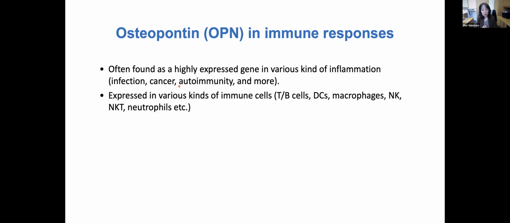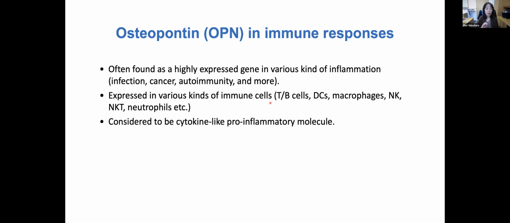And in immune systems, OPN is highly expressed, or sometimes not much though, but expressed in various kinds of immune cells. Various kinds means basically pretty much all kinds of immune cells: T cells, B cells, dendritic cells, macrophages, NK, NKT, neutrophils, you name it. And that is considered to be a cytokine-like pro-inflammatory molecule. But these days we know that this is not really true. It cannot be a cytokine. I'm going to talk about it. It can be intracellular, and also can be anti-inflammatory sometimes.